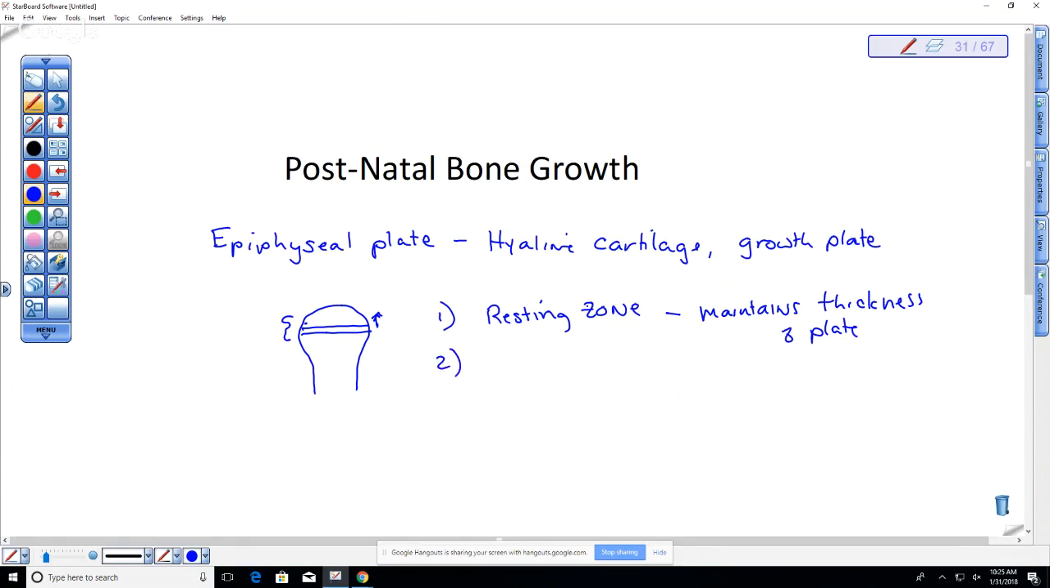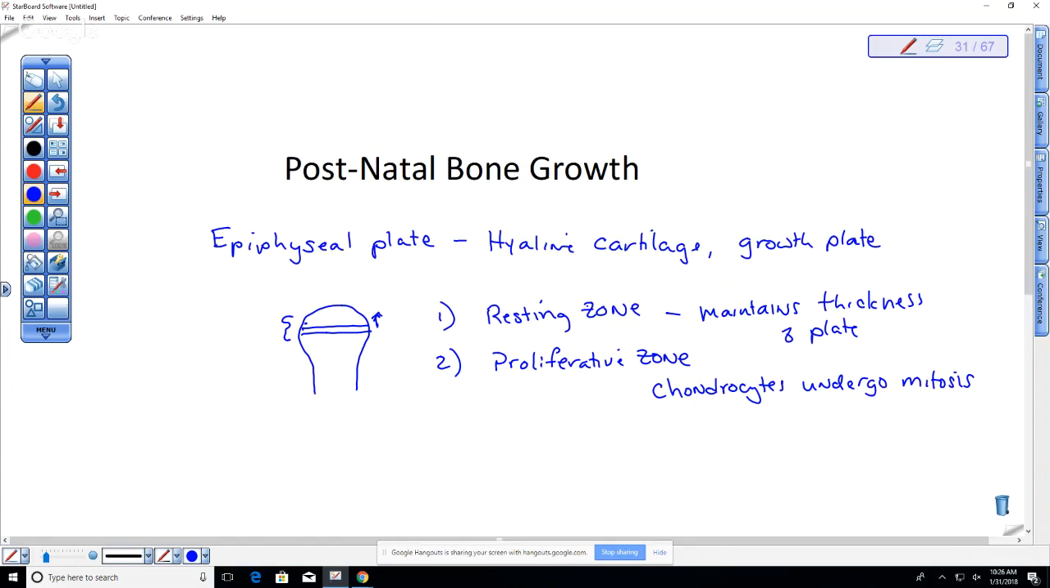Okay. The second zone is what we call the proliferative zone. So what type of cell division do you think is involved in bone growth? Meiosis or mitosis? Mitosis. And so this is where the chondrocytes are undergoing mitosis. So it's not bone cells that are dividing to increase the size of the bone, but rather it is the cartilage that is undergoing mitosis.